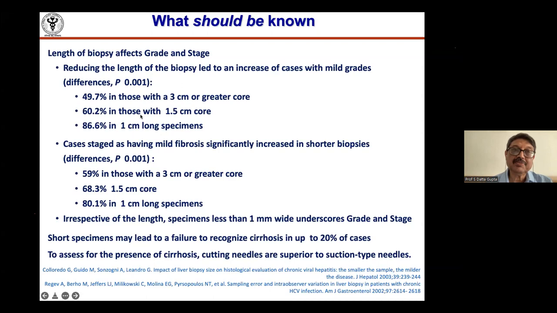Reducing the length actually led to milder grading than the more severe grade. So a smaller biopsy will give you a milder grade, and that's why it affects the therapy. Same thing happens to staging. You can miss cirrhosis and other things. In smaller biopsies, up to 20% of the time, you may say it's not cirrhosis when there is cirrhosis.